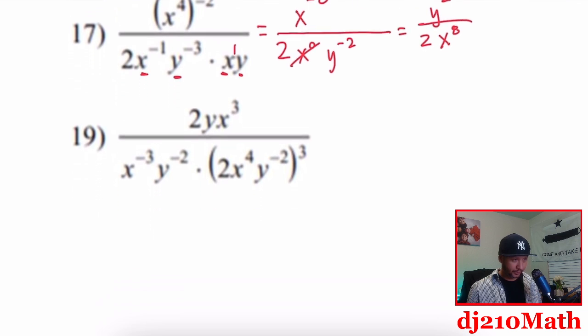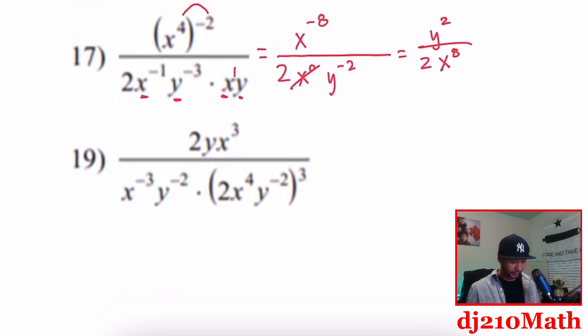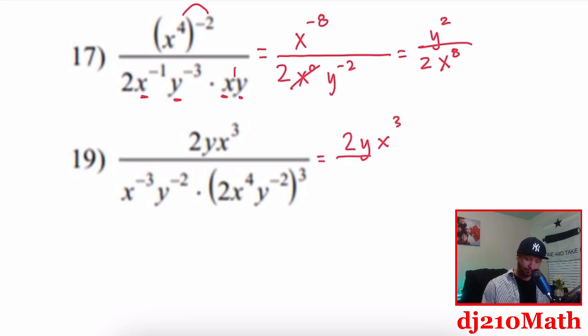Okay, last one for the odds. It's kind of misleading because we have to do a whole other side. The numerator, there's nothing we can do at the moment. 2yx cubed. All right. And the denominator, x to the negative 3, y to the negative 2. Right, nothing we can do.